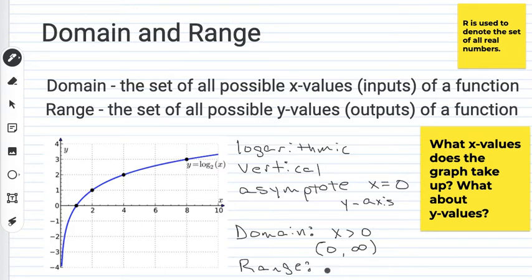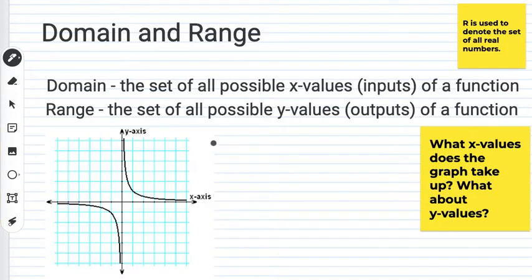Now the range is going to be all real numbers, and I'll tell you why that's the case. So when we think about range, we think about y values. We think about which y values the function takes up. And the function goes all the way down, and it goes all the way up. So it's natural to think that the range would be all real numbers. So that's the logarithmic function. And the reason why the domain is cut up is because we have a vertical asymptote on the y-axis.